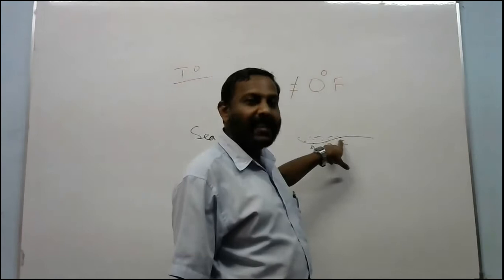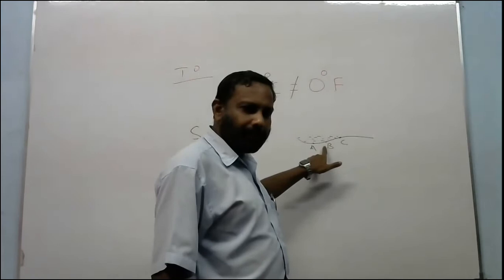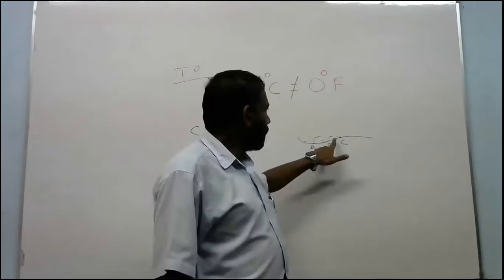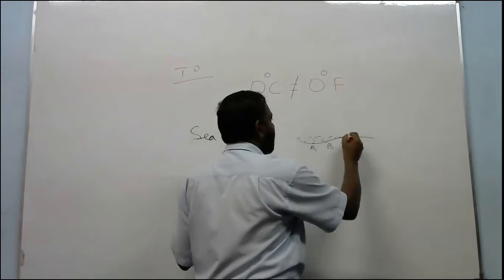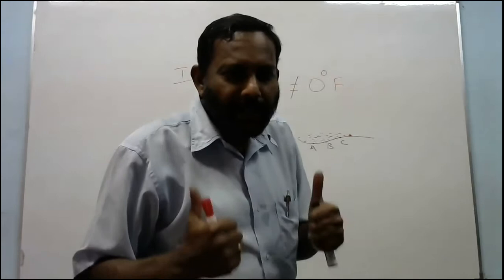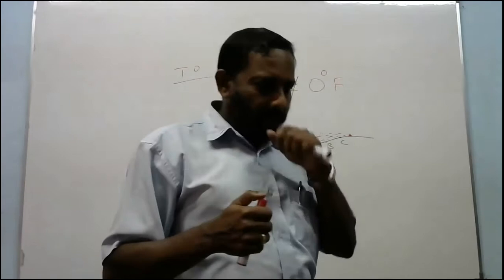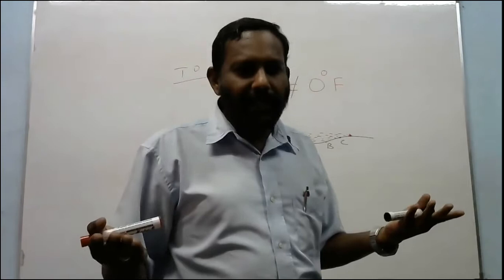Now, after 30 years, what has happened to the mean sea level? Whether it has gone up or gone down? Gone up. So now the mean sea level is somewhere there because of global warming, or whatever the reason behind. So which zero is true? The zero at 30 years ago or the zero now? Which zero is the true zero of sea level? I'm asking the question. So we cannot answer, isn't it?